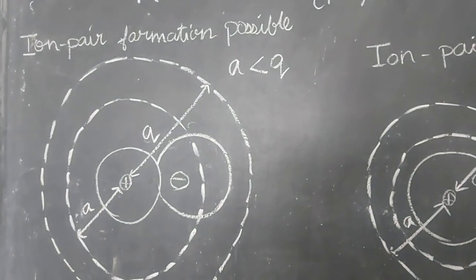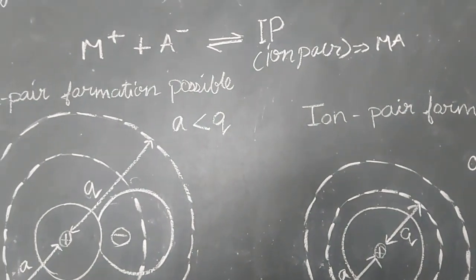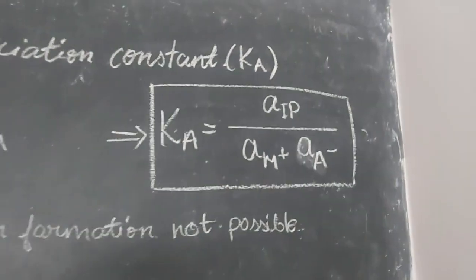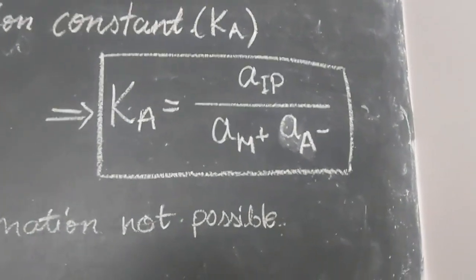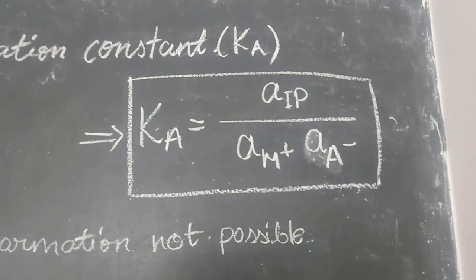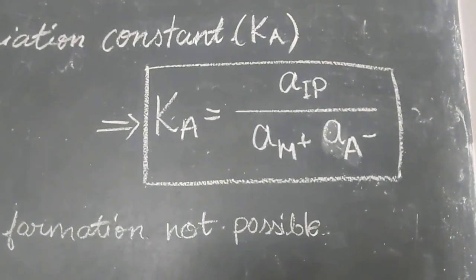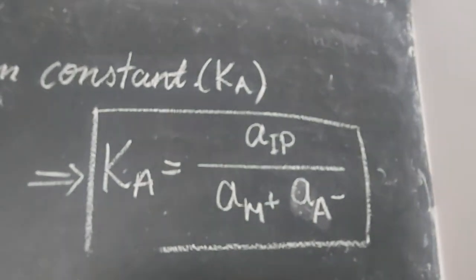ion pair, right? So we are considering an ion association constant for this equation as a_IP divided by a_M plus into a_A minus. The small a is denoted as the activities of the species. What are the activities of the species inside the solution for the formation of the ion pair?